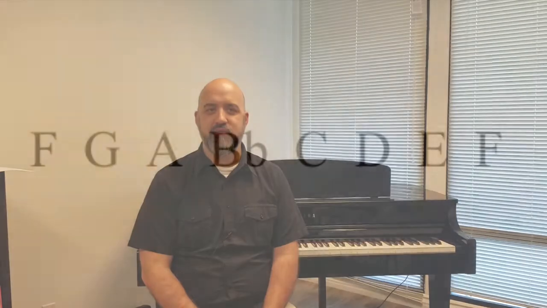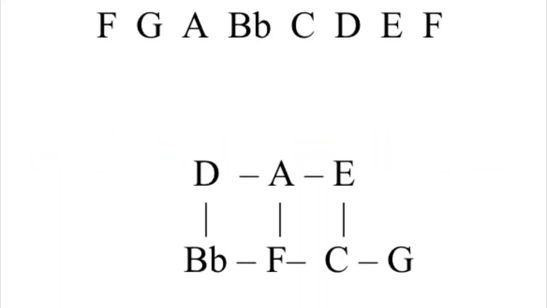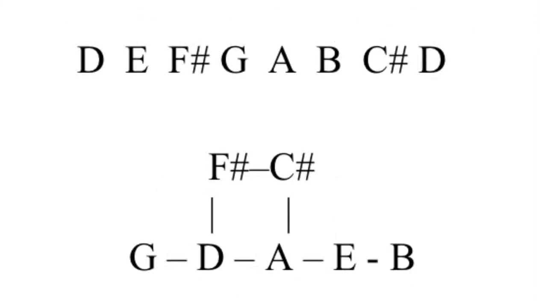We saw how to build the one-dimensional versions of our diatonic scale, but let's practice building a two-dimensional lattice. So here we all know our F major scale. Here it is now as a lattice. Here's B flat major in the lattice. Here's D major in the lattice.